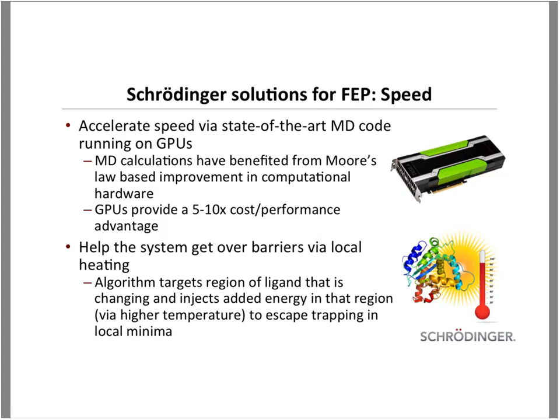Another trick to speed up these calculations is to do local heating of specific important parts of the system. You can think of the ligand itself, amino acids that interact with the ligand, and you can increase the amount of sampling and cross over barriers that would not be accessible at room temperature by injecting certain energy in the form of temperature so that these conformations can escape into another local minima or a global minima.